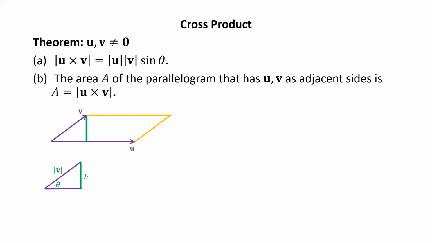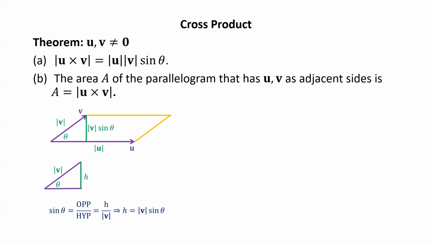Now, let's pull out a little triangle from this picture where the sides have length of v and the height has length h. And I also labeled the angle there, the angle theta. Okay, using the fact that sine theta is opposite over hypotenuse, we have that sine theta is the height divided by the length of v. Okay, so that means that the height is the length of v times sine theta.